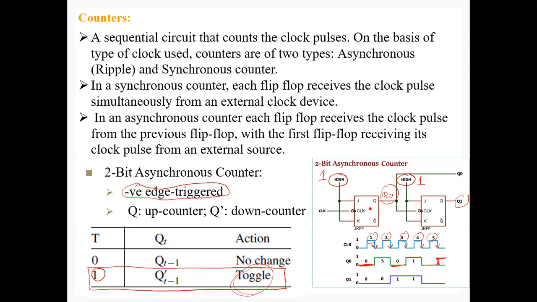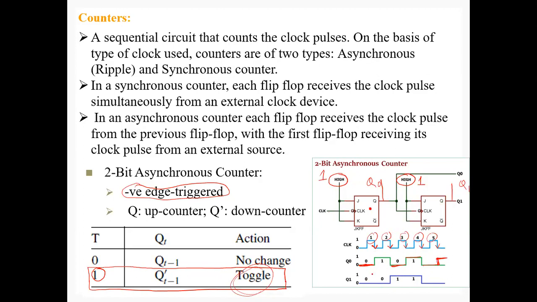This is how it works. So far so good. So this is your Q0. You can take output from here. This is your Q0. This is your Q1.